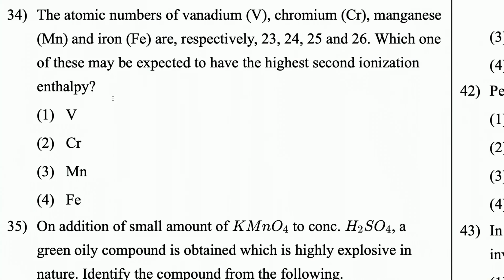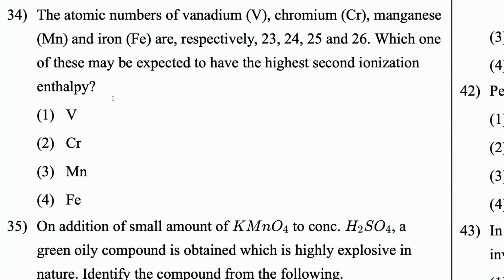Question number 34. The atomic numbers of vanadium, chromium, manganese, iron are respectively 23, 24, 25, 26. Which one of these may be expected to have the highest second ionization enthalpy? Already we discussed this one. The highest second ionization enthalpy is for chromium only. The highest third ionization enthalpy is for manganese. We discussed this two or three questions back.